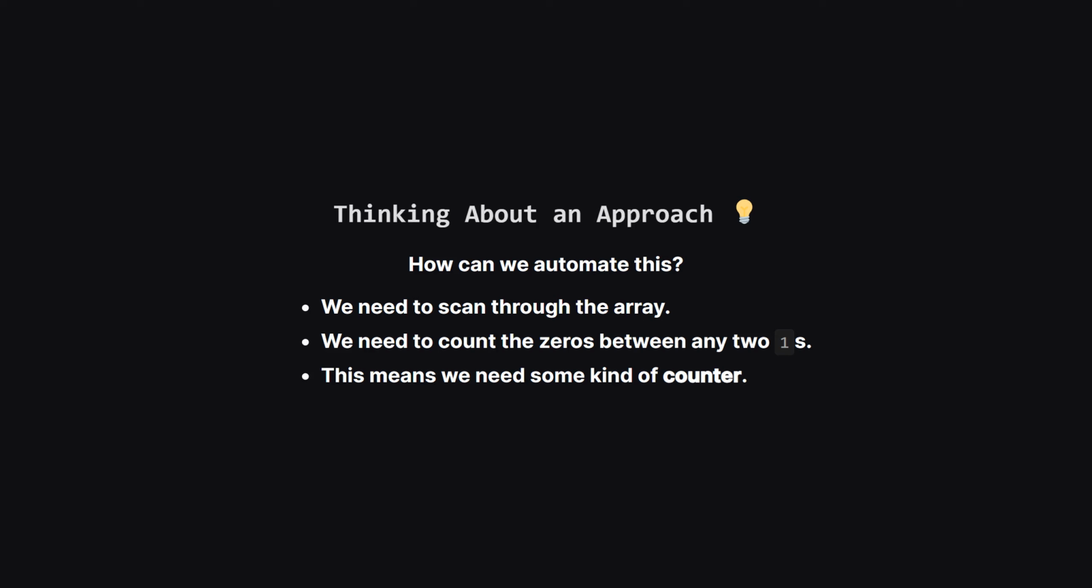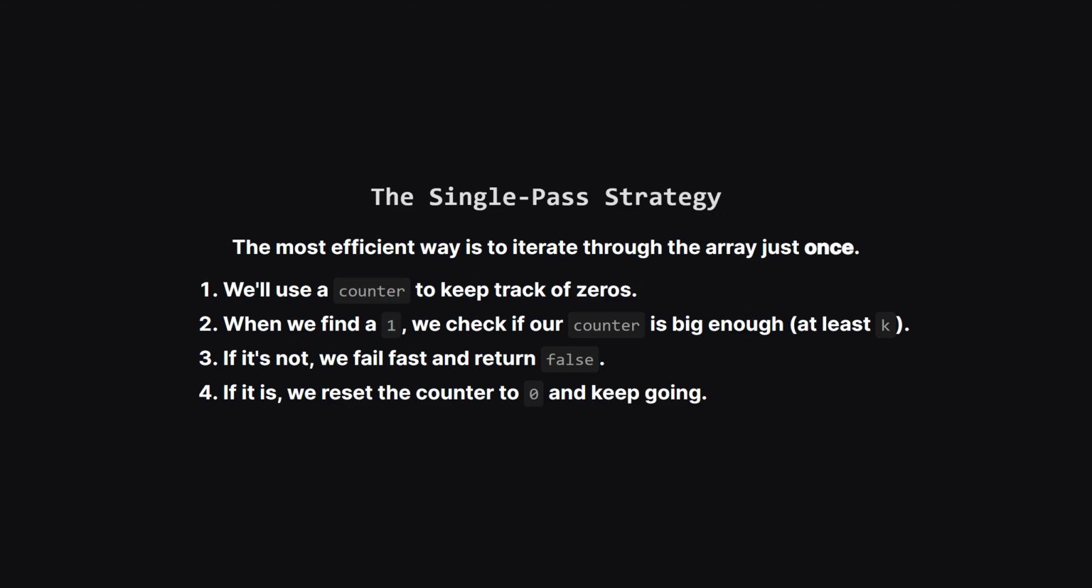So the logic seems to be about scanning and counting. We can go through the array element by element. When we hit a 1, we need to check how many zeros we've seen since the last one. This definitely points to using a counter variable. The best approach here is a single pass. We'll walk through the list one time. We'll use our counter to keep track of the zeros as we see them. Whenever we hit a 1, we stop and check the counter. If our count of zeros is less than k, it's an immediate fail. If the count is okay, we just reset the counter to 0 and continue our scan, looking for the next one.